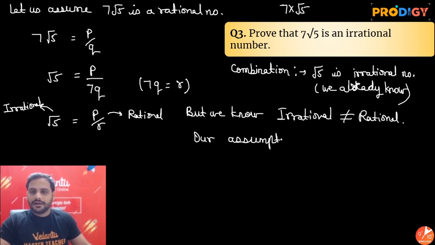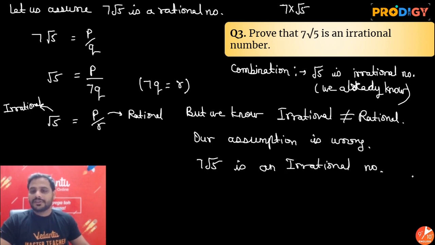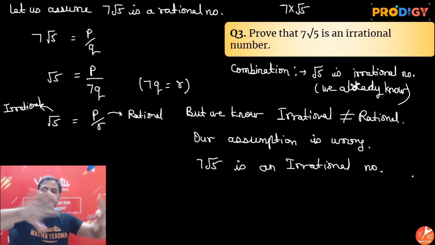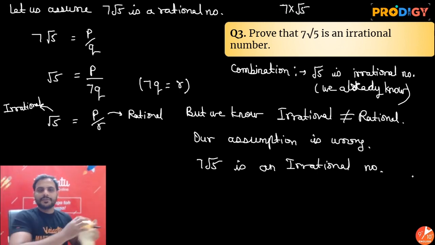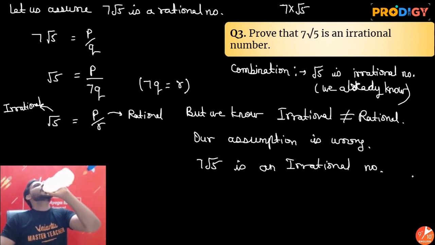So our assumption is wrong. My assumption was that 7 root 5 is a rational number. That means 7 root 5 is not rational; 7 root 5 is an irrational number. See, I told you these combination problems are comparatively easy. See, short also. You just have to separate the rational part and the irrational part, nothing else.